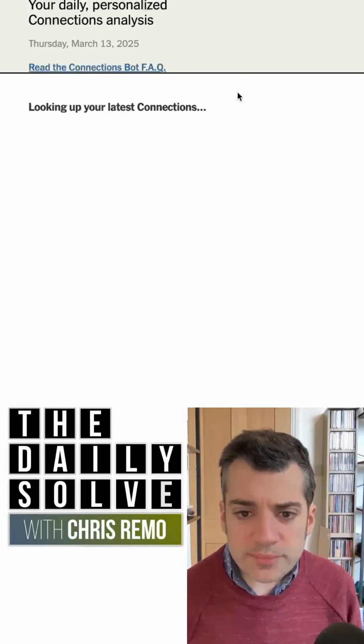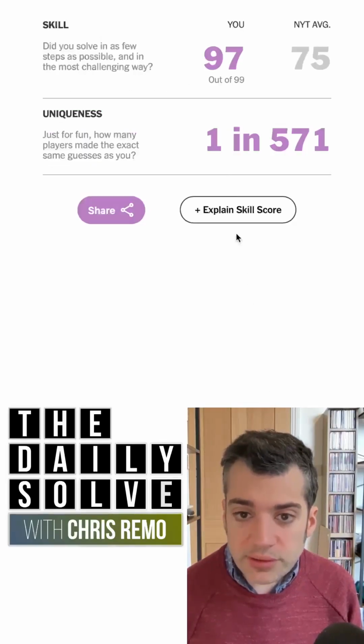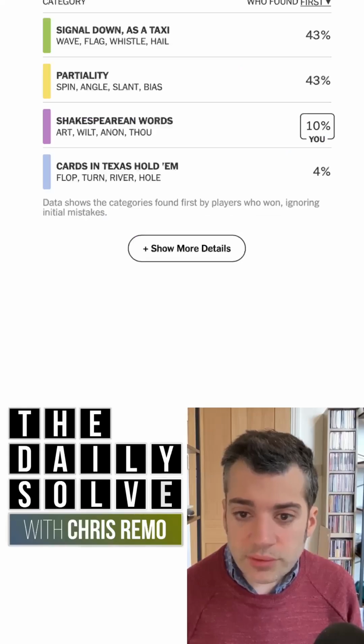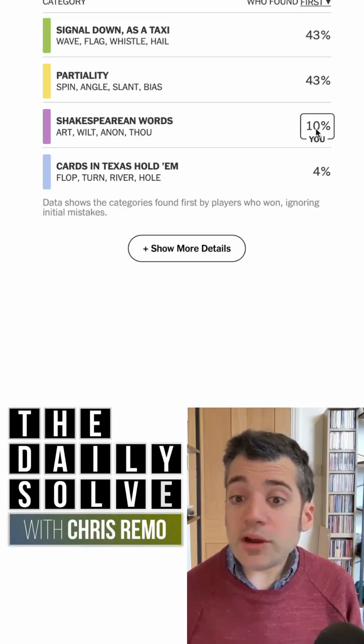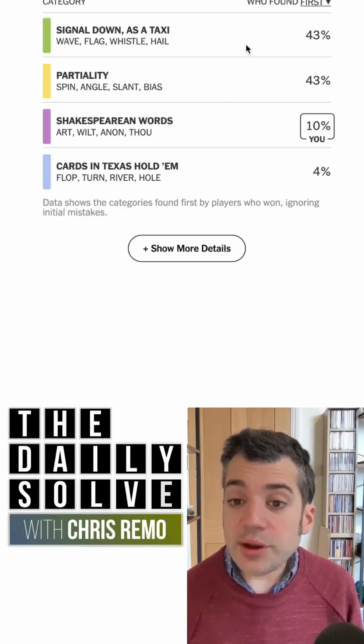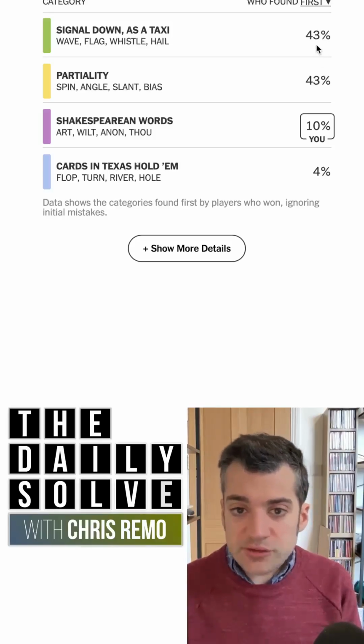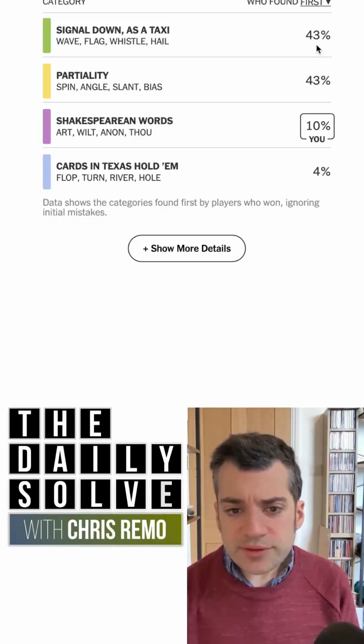Let's check the bot. Trickier than usual. Yeah, fair enough. But still a majority of people solved it. 2 points for blue. Sorry, for purple, I should say. Okay, so Shakespearean words, a higher percentage than normal found that first, and so did I. But then nearly half of people in each case found signal down as a taxi and partiality.